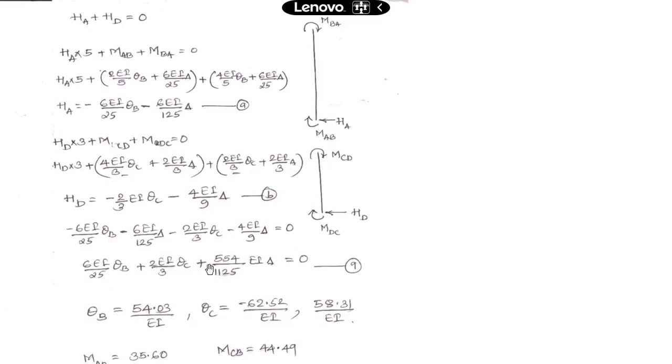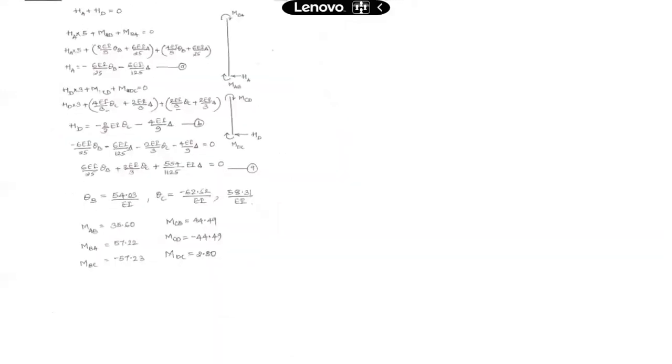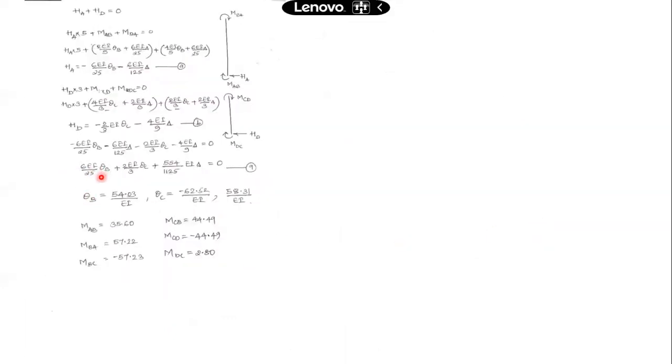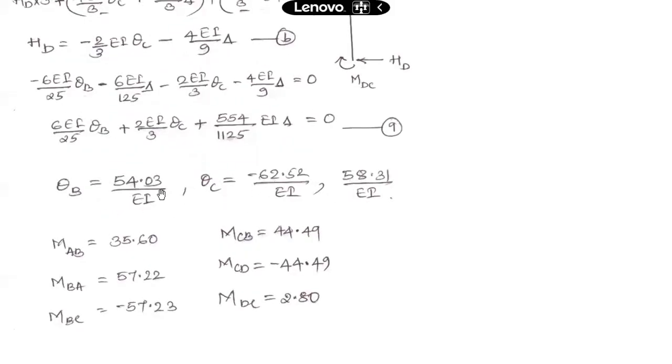Okay, what I'll do is I'll solve equation number 7, 8, and 9 here. Equations 7 and 8 are the equations which we obtained from condition of equilibrium, which were having three unknowns, theta B, theta C, and delta. And in equation 9 also we have three unknowns, theta B, theta C, and delta. So these are three simultaneous equations with three unknowns. On solving them, this is what the values of theta B, theta C, and delta are. Theta B is 54.03 over EI, theta C minus 62.52 over EI, delta is 58.31 over EI.